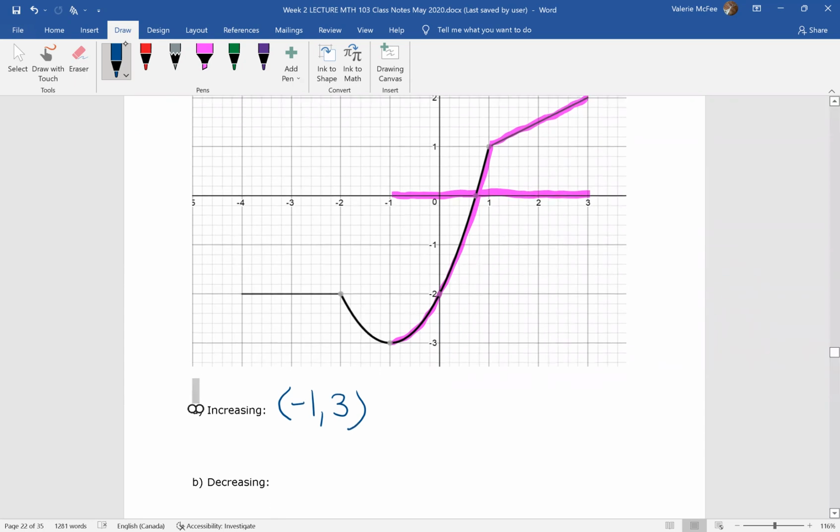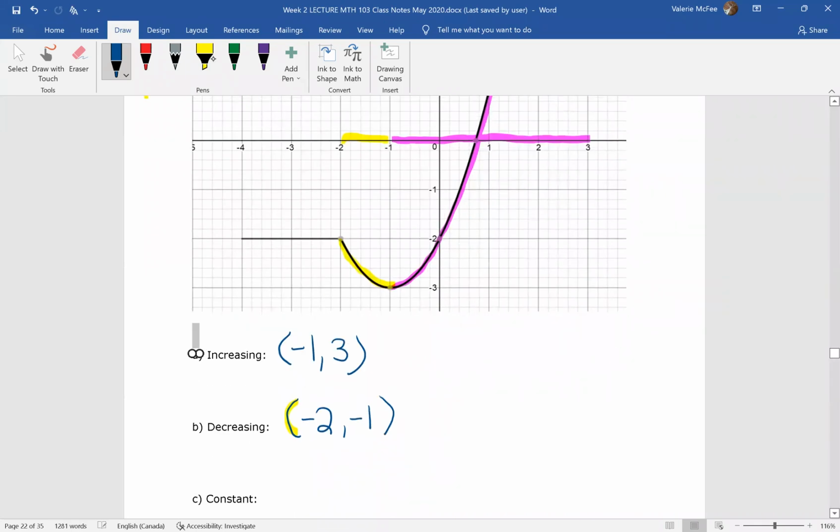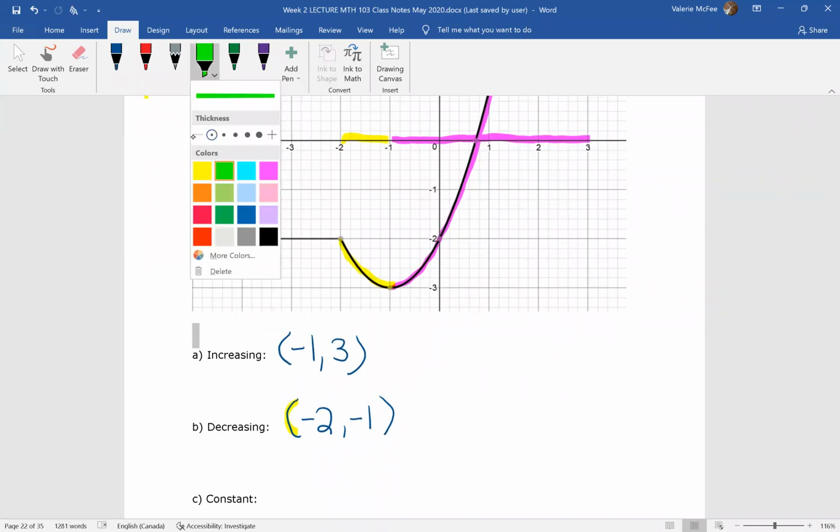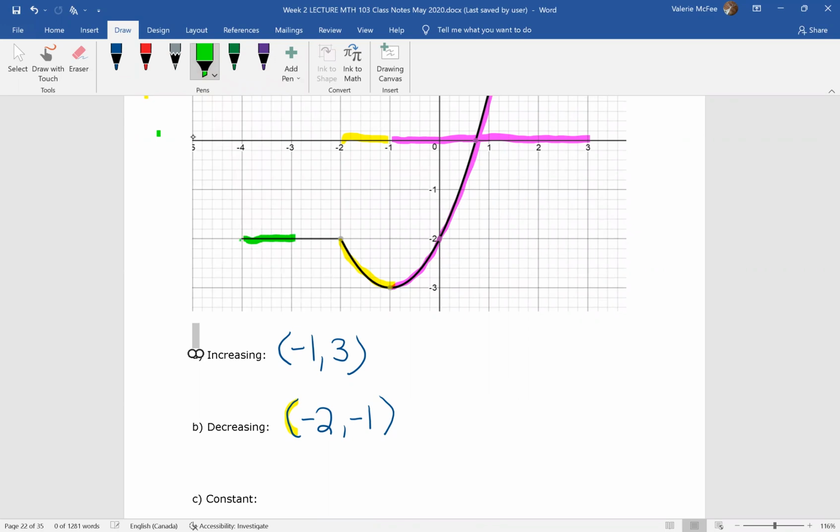What about the interval where the function is decreasing? Going down to the right, we see it's here, from -2 to -1. And finally, where is the graph constant? There's our horizontal bit, from -4 to -2.